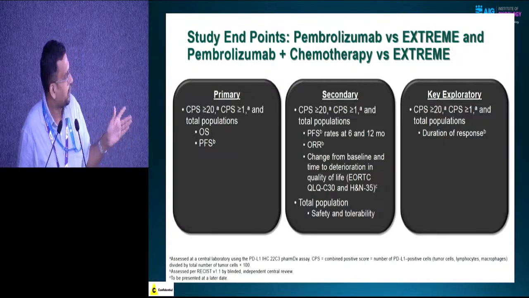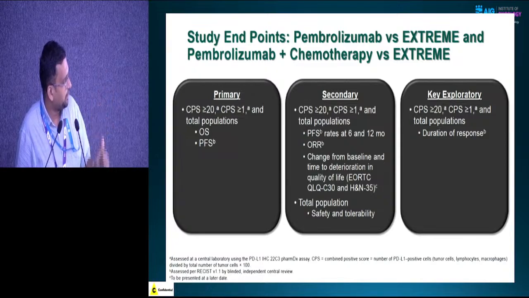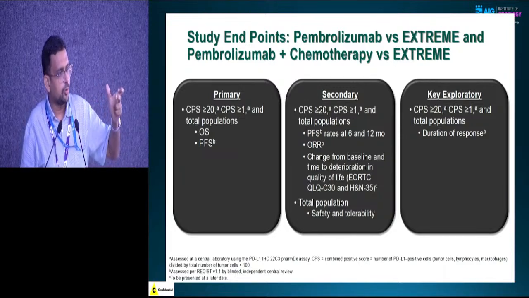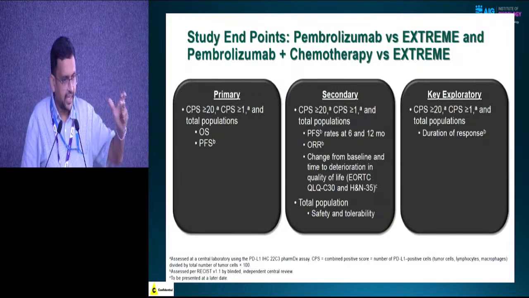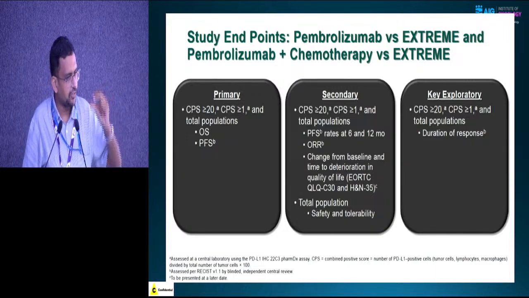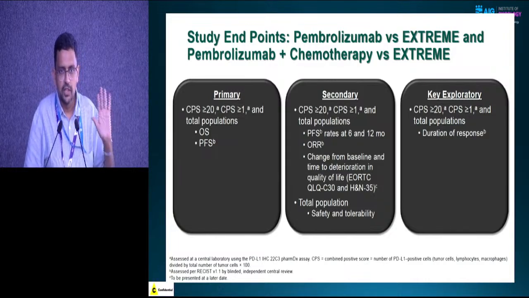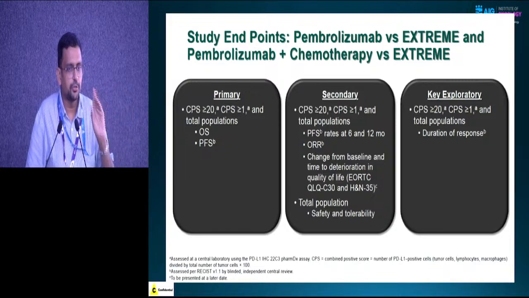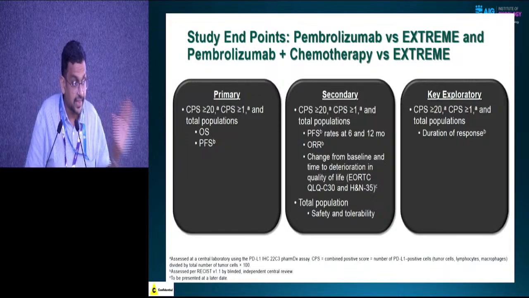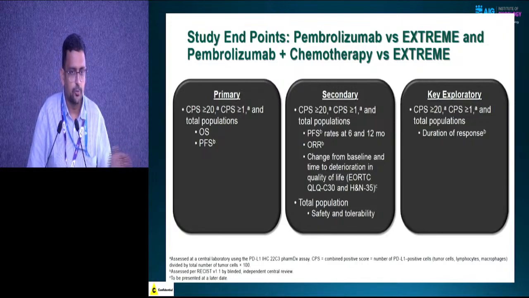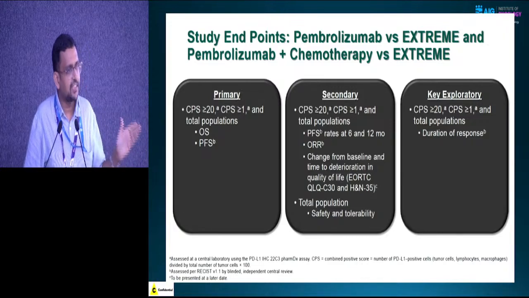Look at the endpoints. Their endpoints of CPS, which is what we use for PDL1 marking, more than 20, more than 1, total population, OS, PFS for pembro versus chemotherapy, arm A versus arm C, and then B versus C. This trial had 13 endpoints. So remember, this is not an easy trial, and does not give you a single conclusion. That is why I'm highlighting this point. Like all doctors, we want simple answers, we don't want complicated answers, but unfortunately this trial is complicated.